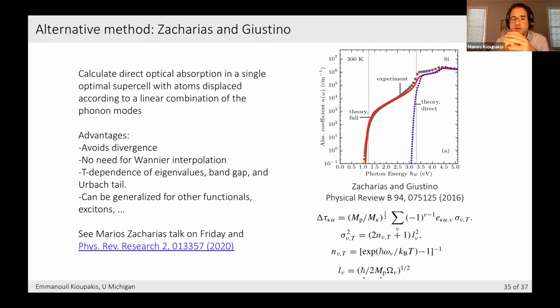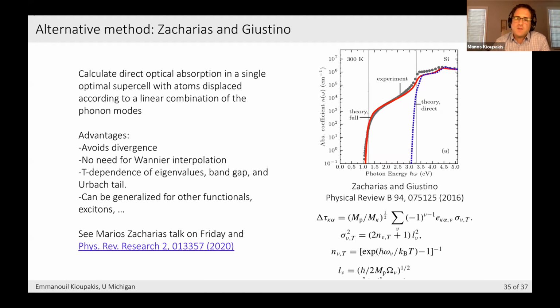And then once the phonons get embedded in your mean field theory, then you do a direct absorption, and you see how they are able to get excellent results for the optical spectra of silicon, and the displacements again are needed in order to get the correct spectra in a direct regime.